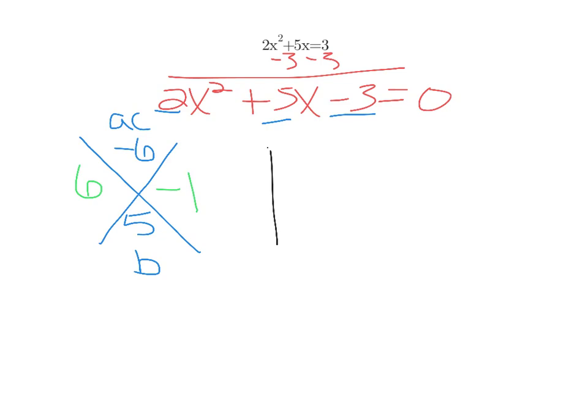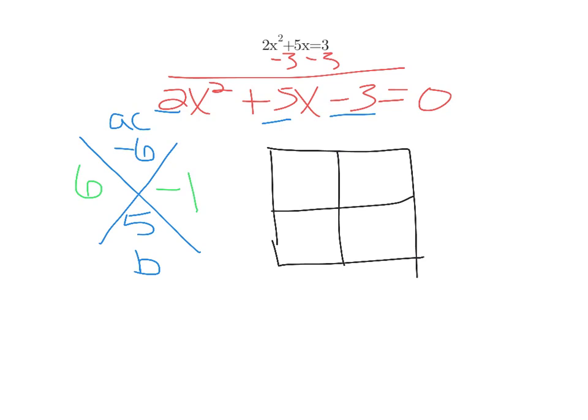Now that I have my diamond, I'm going to make my area model. In the top left box, I'm going to put my ax squared term, 2x squared. In the bottom right-hand box, I'm going to put my constant term, negative 3. The remaining two boxes are going to be filled out with the values I found in my diamond, 6x and negative 1x.